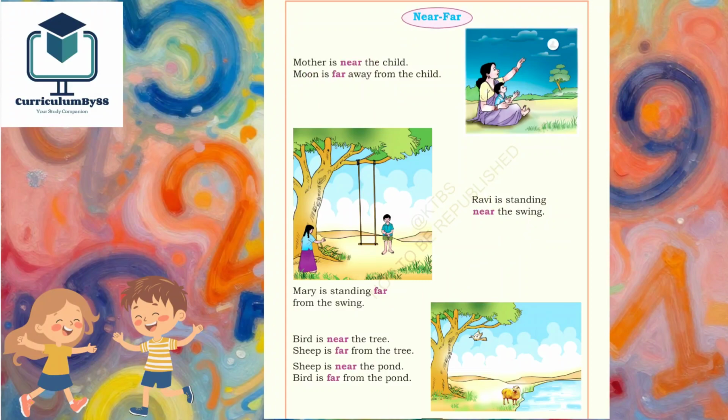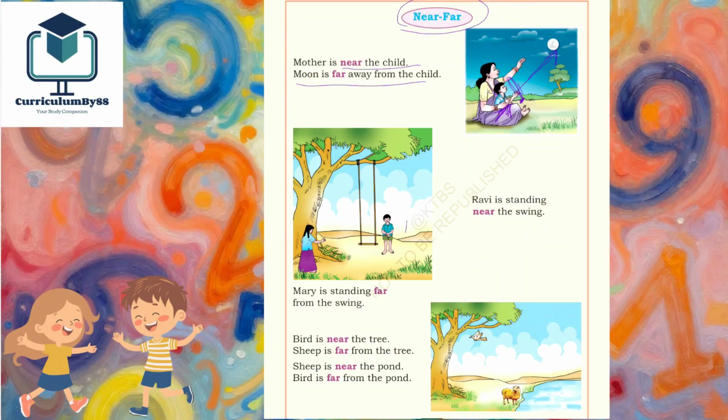Next section is near or far. Mother is near the child. She's sitting close to the child, in the lap of mother. So she is near to the child. Moon is far away from the child. So mother is near to child, close to child, and moon is far from the child.